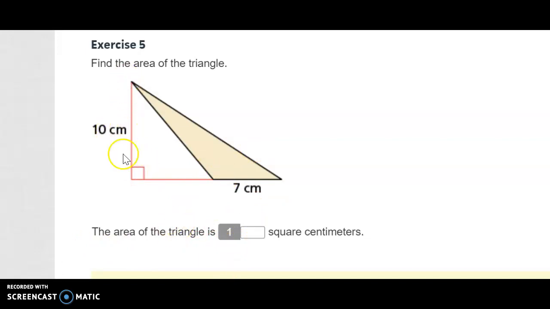Now remember, when you see this, this is not the same as when we take a square or a rectangle. What they're saying is from the bottom of this base, all the way up to the top is 10 centimeters. That's all they're saying. They're not saying we have to figure out this area here. All they're saying is that this height from here to here is 10. The base here is 7. So we multiply these two together and we divide by 2 to get our answer.